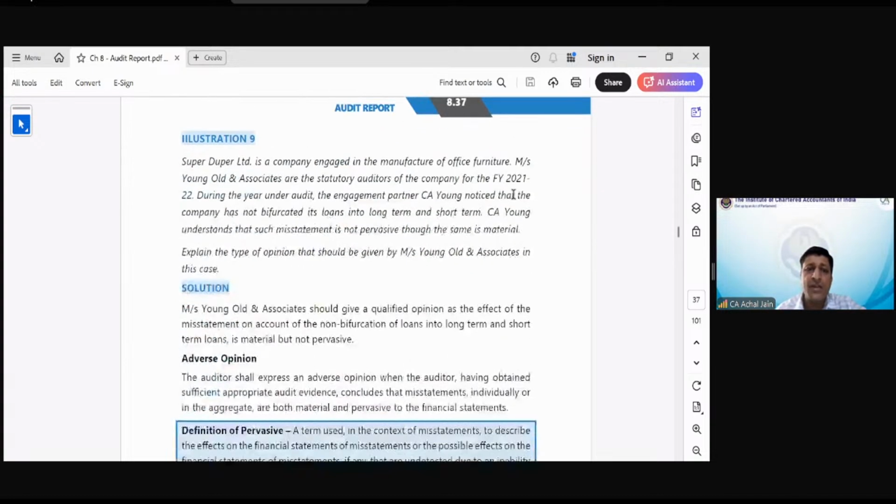That is something that we just looked at. Messrs. Young Gold and Associates in the given case should give a qualified opinion. Why? Because the effect of the misstatement on account of non-bifurcation of loans into current and non-current is material but not pervasive. And whenever you have this situation of material but not pervasive, what do you give? You give a qualified opinion. Okay, clear? So let's look at another example.